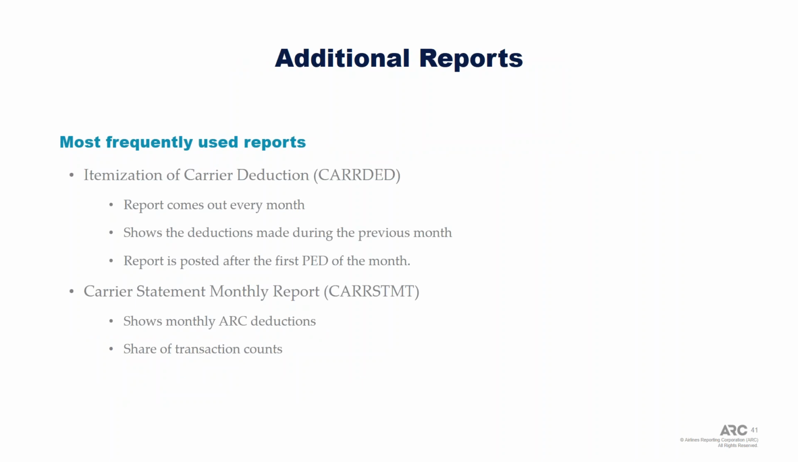And then we have the monthly report, the itemization of card deduction, report ID CARRPTS. This is another very important report. It shows all of your deductions made during the previous month. This report is going to be posted after the Thursday after the first period ending date of the month.